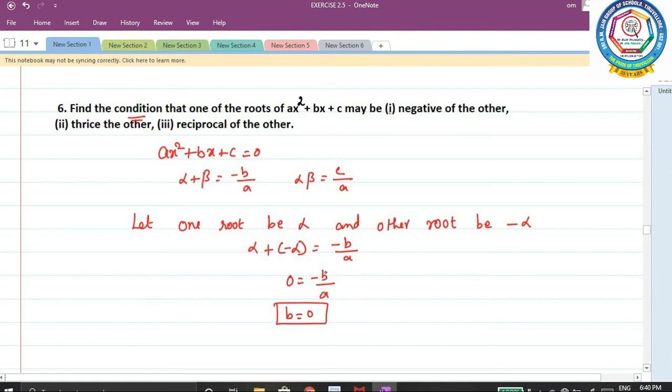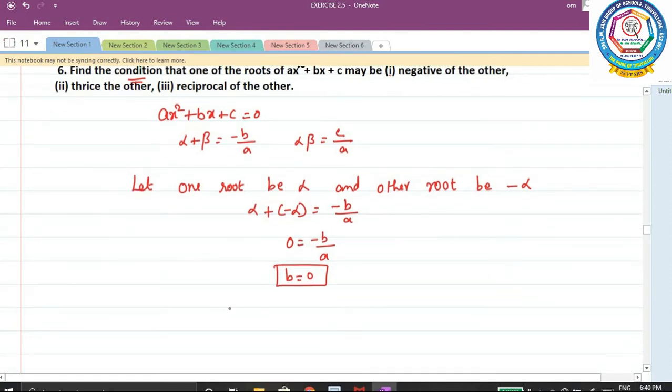Next one, product of roots. What is the product of roots? Alpha into minus alpha equal to c by a. So here minus alpha square is equal to c by a. So what is the condition of this one? If b equal to 0, one root should come negative of the other. Therefore what is the condition? b is equal to 0. This is the required condition.